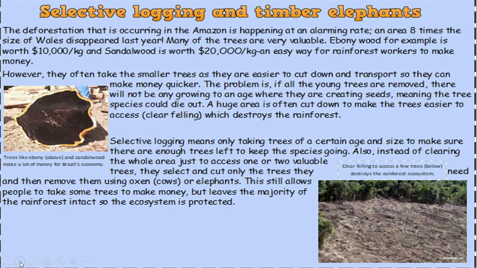Please pause the video at this point and fill in the box that says selective logging and timber elephants. Okay, so you should have the selective logging and timber elephants filled in. We're now going to do the one but final box.